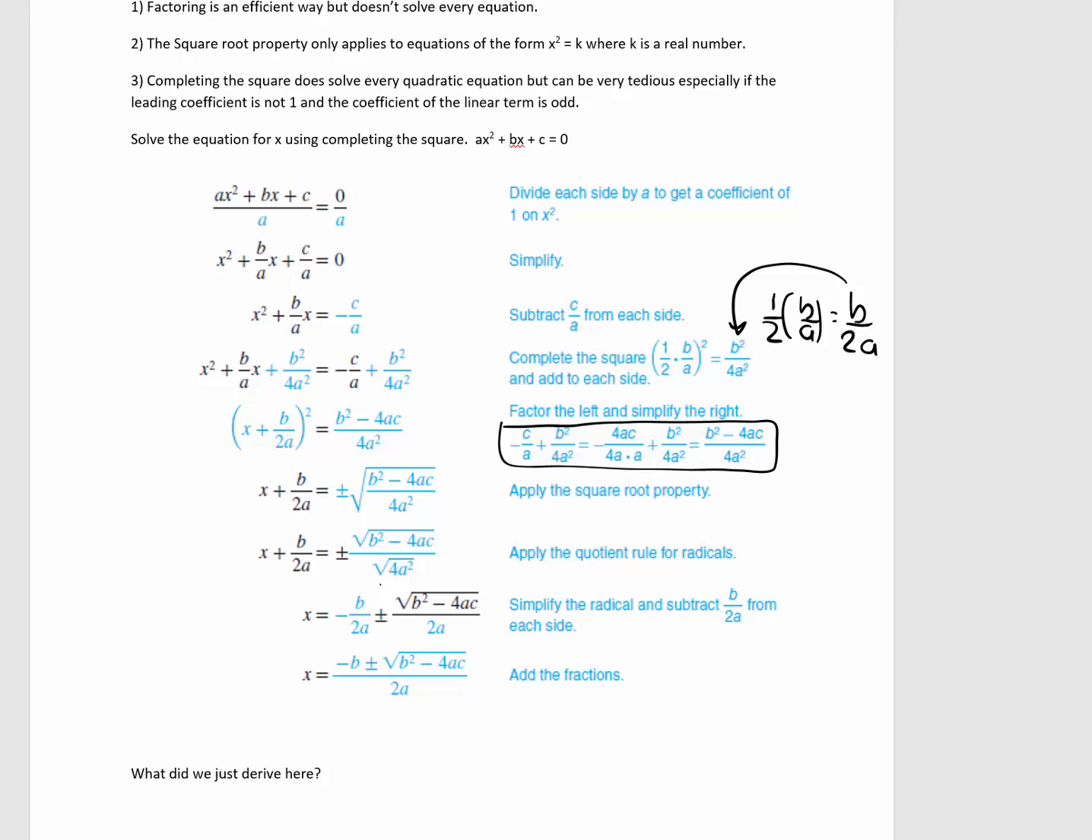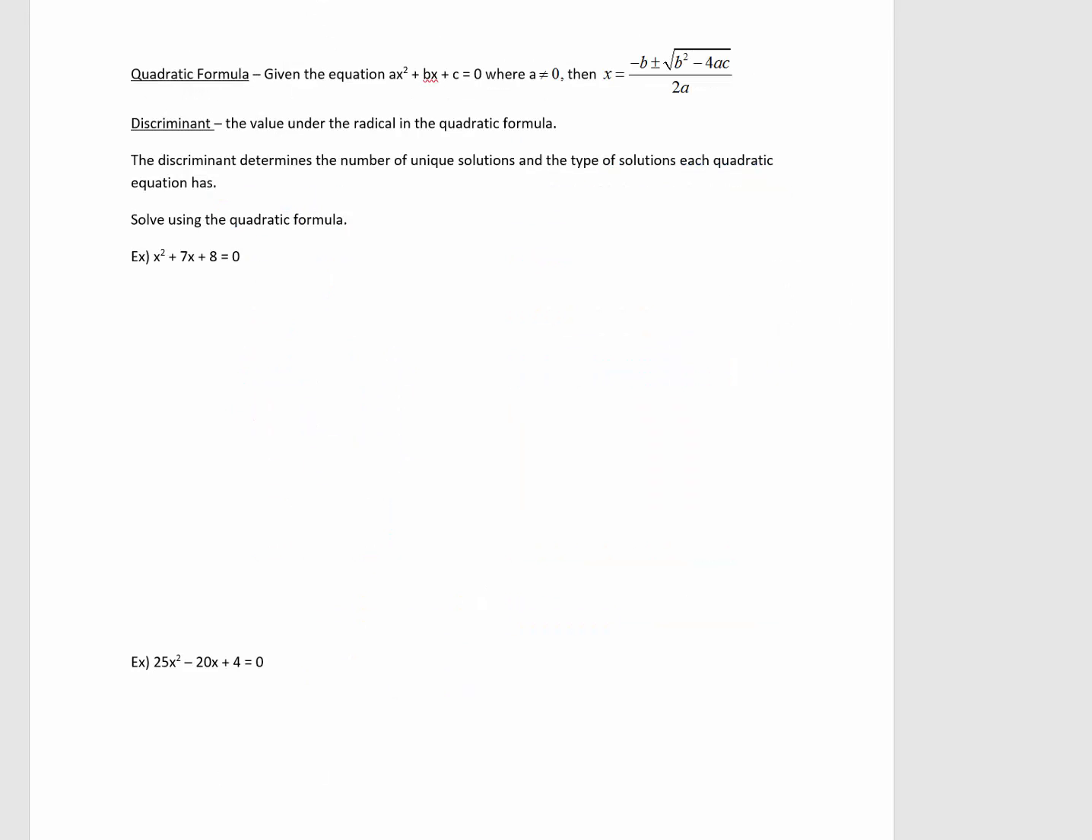So what did we just derive out of all of this? We just derived what is called the quadratic formula. The quadratic formula, given the equation ax squared plus bx plus c is equal to 0, then x is equal to negative b plus or minus the square root of b squared minus 4ac all over 2a. The discriminant is the value under the radical in the quadratic formula. In other words, it's b squared minus 4ac. The discriminant determines the number of unique solutions and the type of solutions each quadratic equation has.